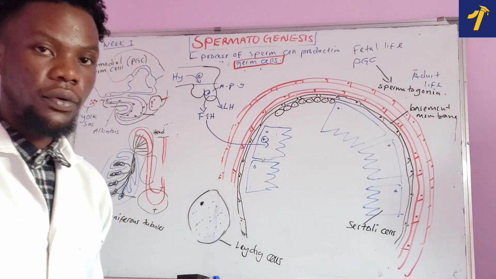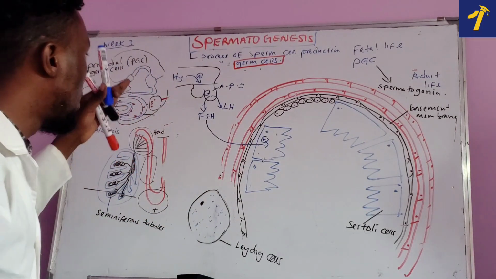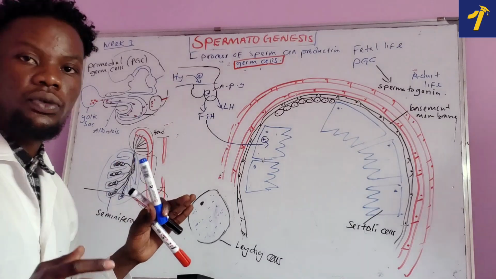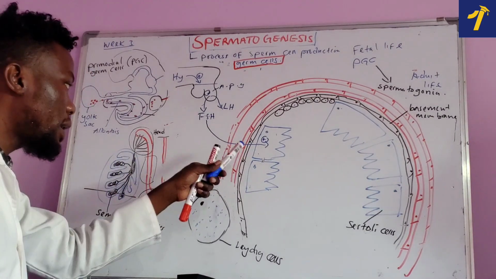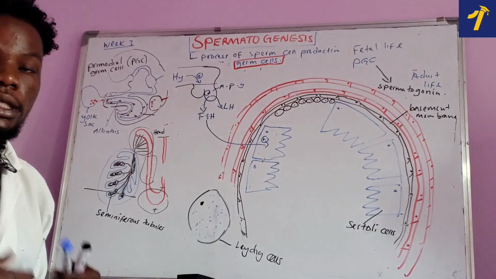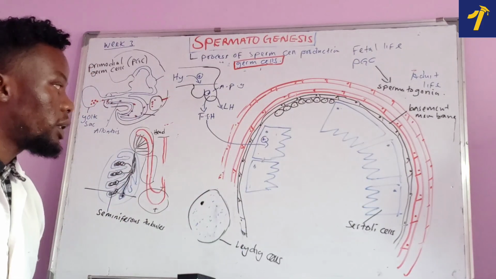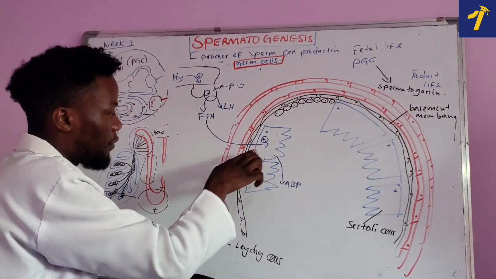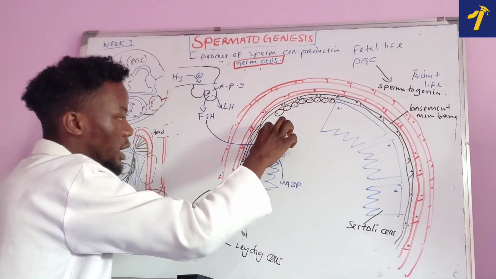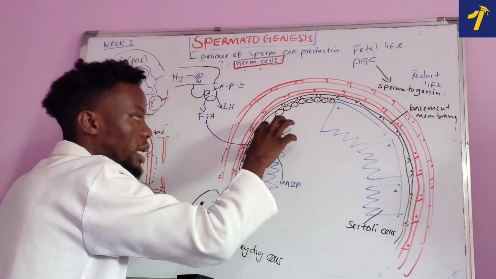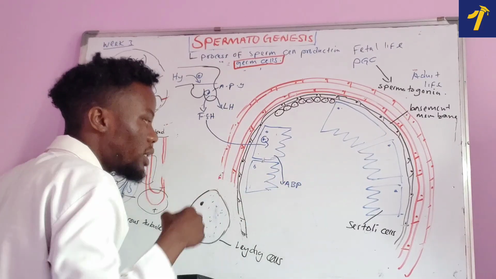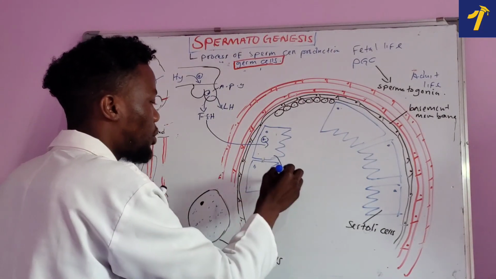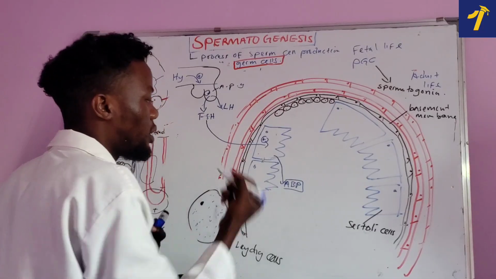Remember that in fetal life, we said it's going to produce a certain hormone which we call anti-Mullerian hormone, but here it will start producing something different because this is an adult Sertoli cell. If it is stimulated, it's going to produce an important substance, which is androgen binding protein. This is a very important protein that we need to discuss.